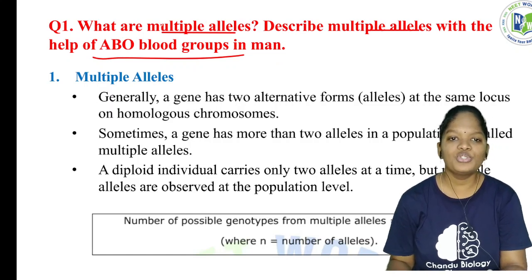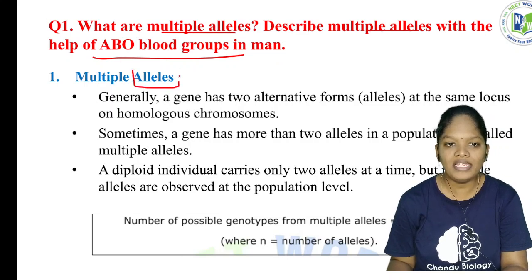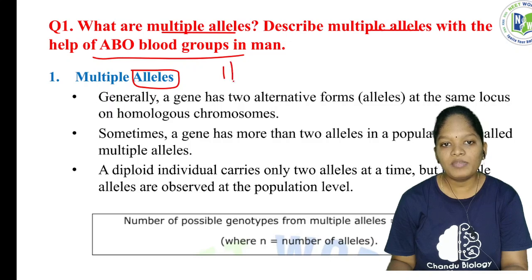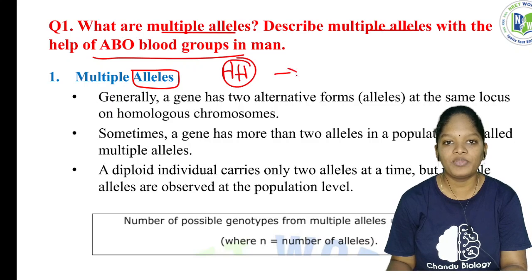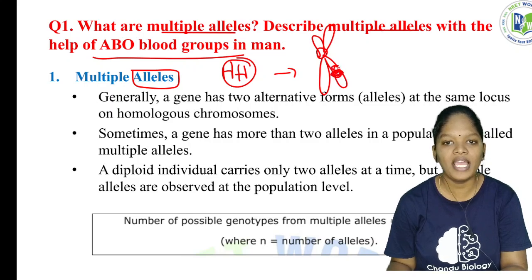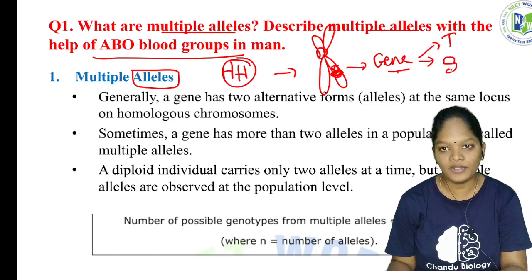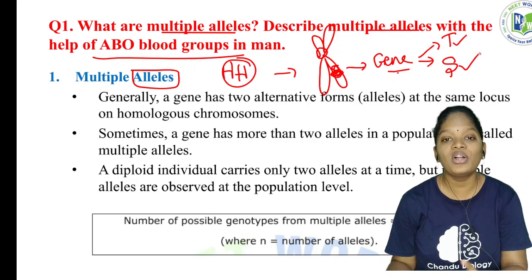So first you should know what alleles are. Alleles are different forms of a gene. See, this particular H is responsible for height. This is a chromosome, and in this chromosome this particular segment is responsible for height. So this is a gene responsible for height. This height may be tall or short, it may be tall or dwarf. So this different form of a gene is called an allele.